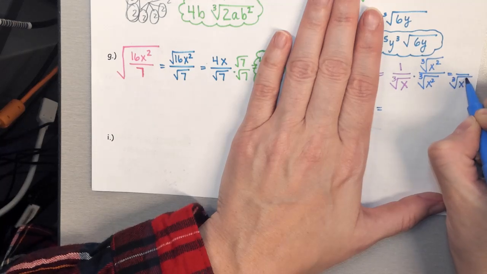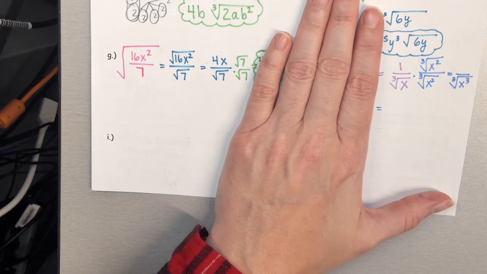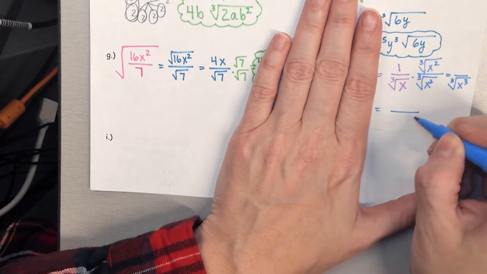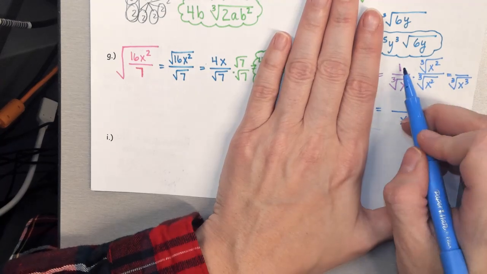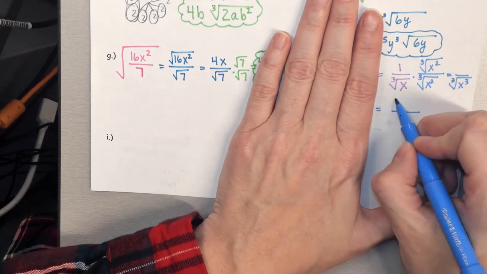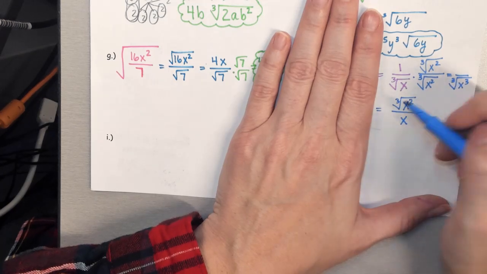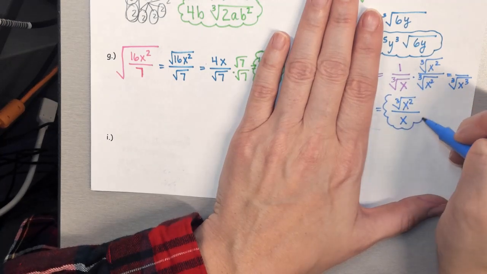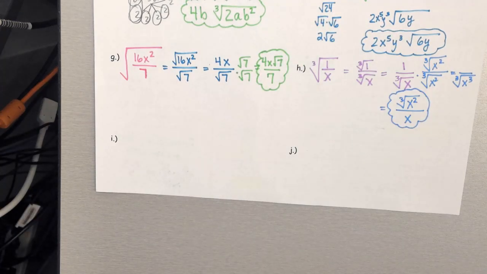So when you multiply by the cube root of x squared, I'm just going to show you what the denominator is going to look like. So it's the cube root of x cubed. That simplifies to x. And then on the numerator, you multiply 1 by the cube root of x squared. So that becomes your final answer. Okay, so you have the cube root of x squared over x.